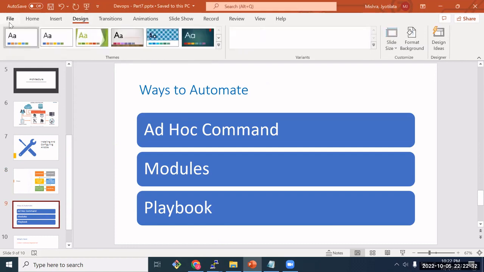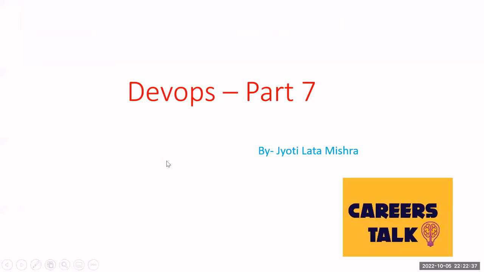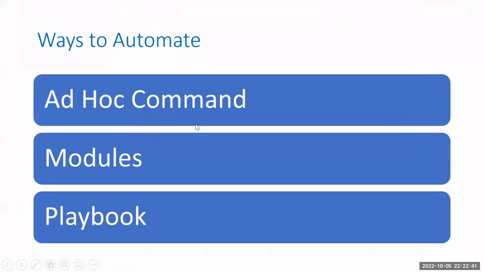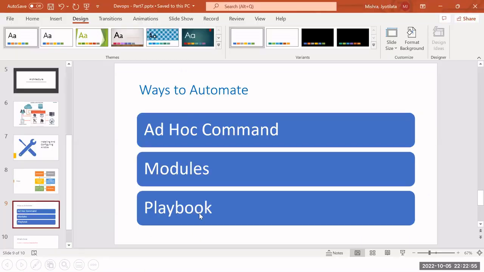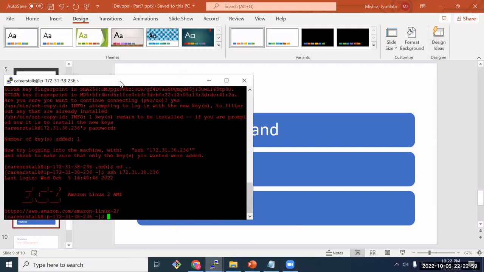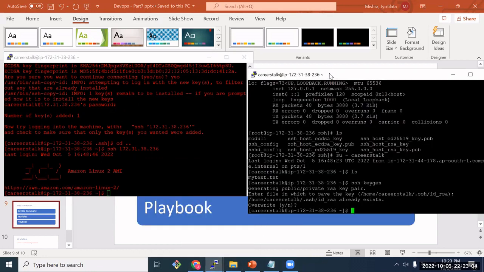Now, coming to how you can do configurations on the host machines which are connected to your master server, there are three ways. Ad hoc commands, which are like your simple Linux commands. Second, if you want to use inbuilt libraries, which are modules. And third is the playbook, wherein you can run multiple modules in the form of tasks. So let's go ahead and run some ad hoc commands. This is your master, and this is your node.